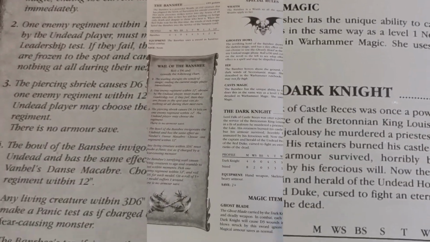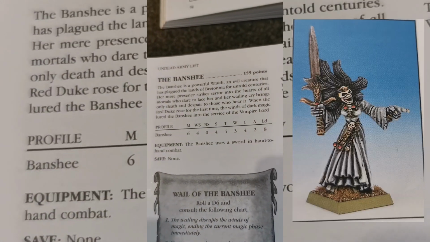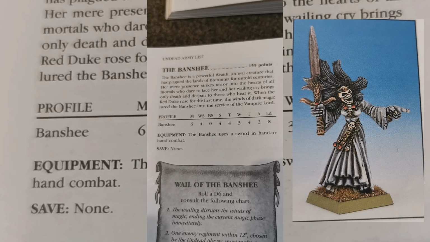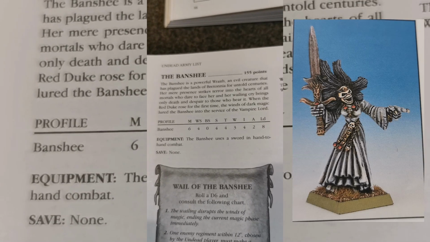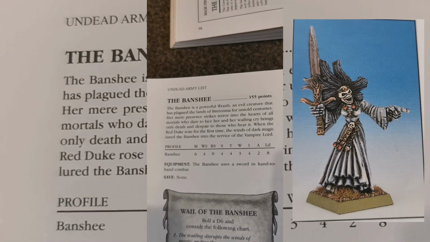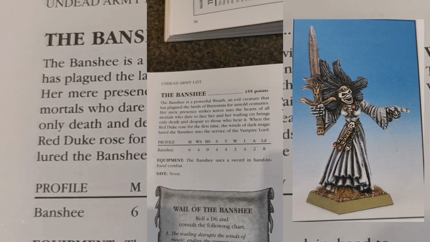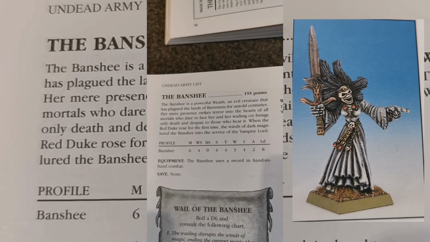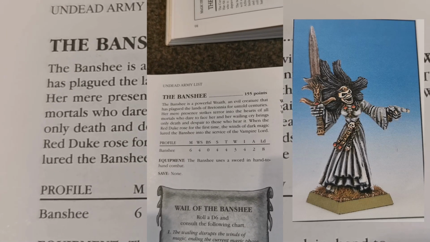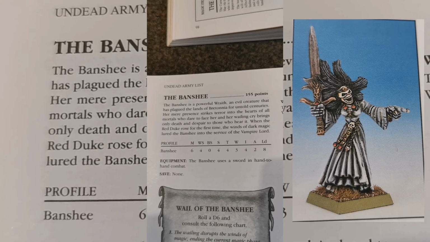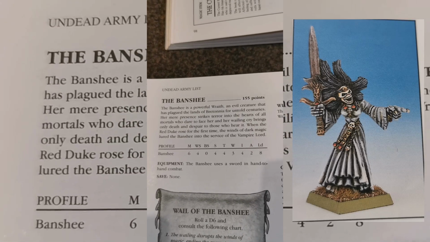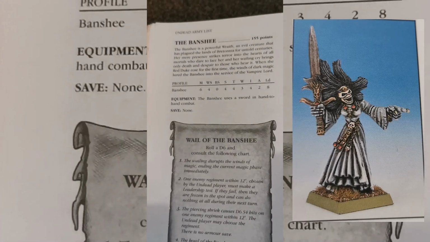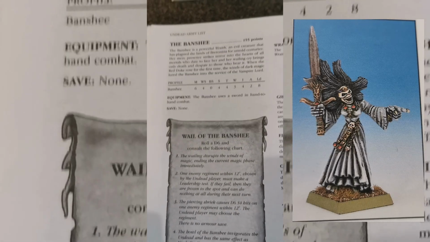But here we go, so you get these extra characters. The Banshee, 155 points, which seems a lot, doesn't it? So the Banshee is a powerful wraith, an evil creature that has plagued the lands of Bretonnia for untold centuries. Her mere presence strikes terror into the hearts of all mortals who dare to face her, and her wailing cry brings only death and despair to those who hear it. When the Red Duke rose for the first time, the winds of dark magic lured the Banshee into the service of the Vampire Lord. This is great because it gives you the opportunity to use a Banshee in 4th edition, which you wouldn't have had previous to this.